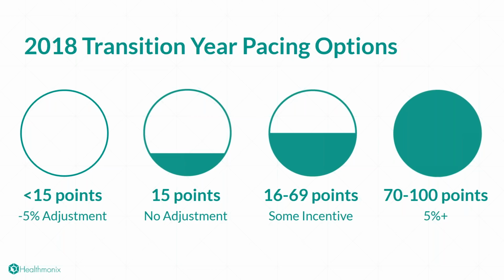And finally, clinicians who are scoring between 70 and 100 points will be eligible for the 5% positive adjustment, which is the highest adjustment for MIPS reporting, as well as additional exceptional performance bonuses, which we'll look at in just a moment. And once again, if you want to earn that highest level of reporting, you should be reporting on all 4 performance categories, knowing that cost is going to be reported automatically for you.